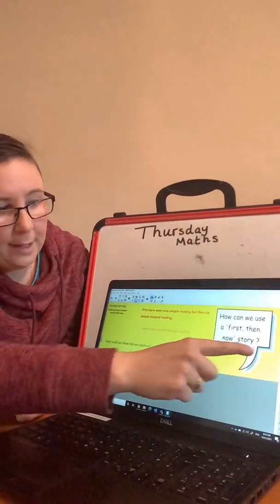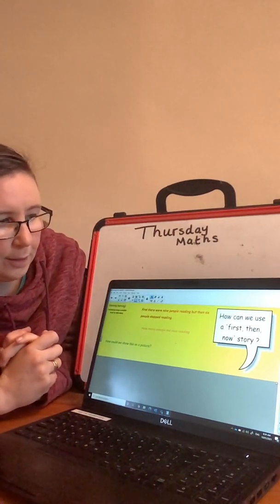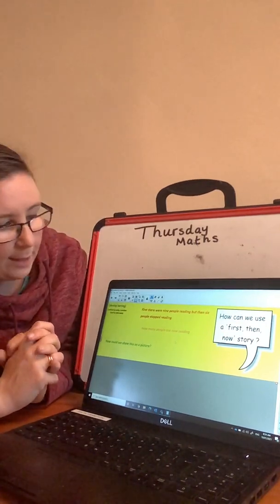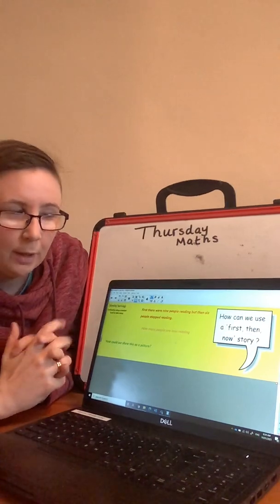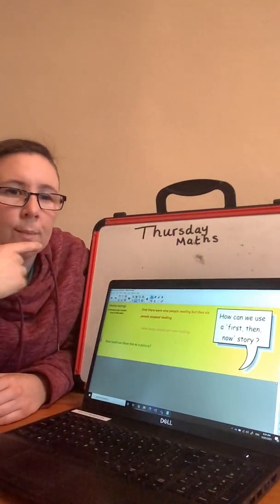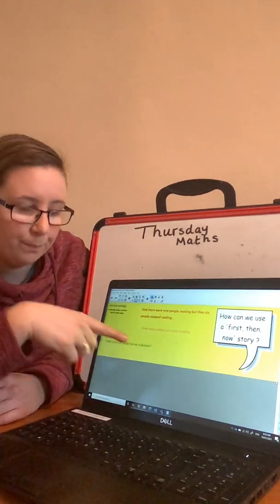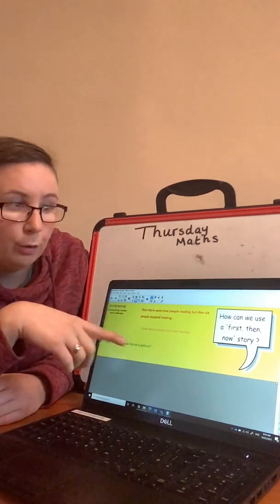Do you remember your first now and then stories? So, first there were 9 people reading, but 6 people stopped reading. How many people are now reading? So I've told you the story. How can we show that? How could we show that sum? Show what's happening? How could we show it as a picture? You could write it, couldn't you?